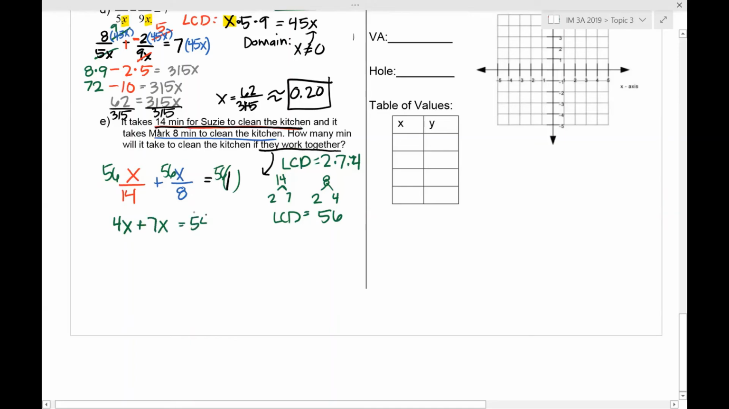equals 56. I can't read my own writing. Equals 56. And so then that's going to give me 4x plus 7x is 11x equals 56. And so then we have to divide the 56 by 11. So we've got to divide both sides by 11. And so x equals about 5.09 minutes. So it'll take them about 5 minutes to complete the task together.